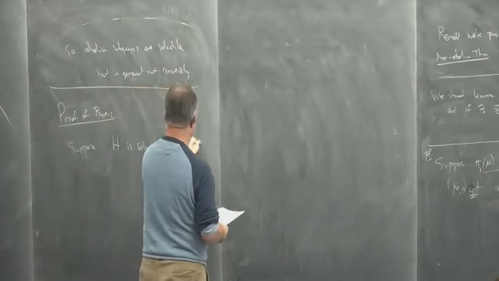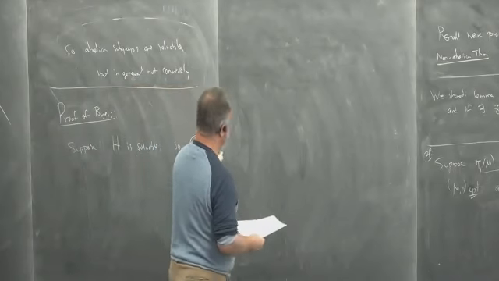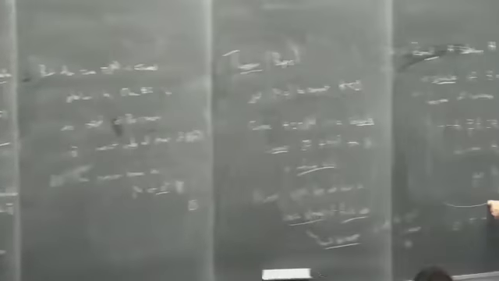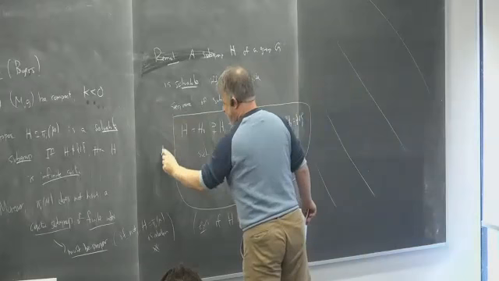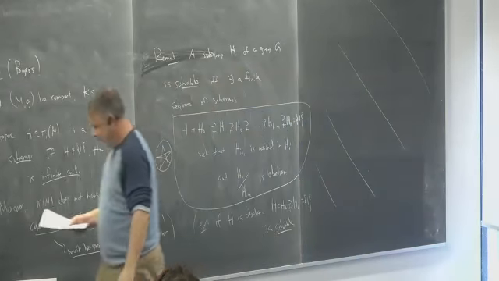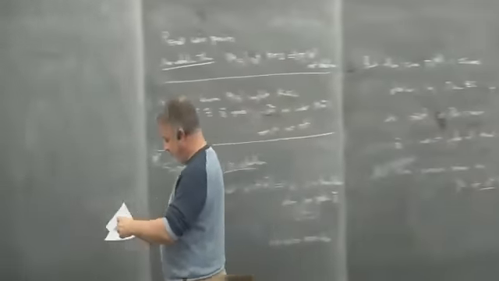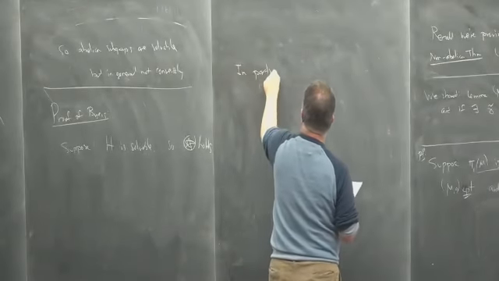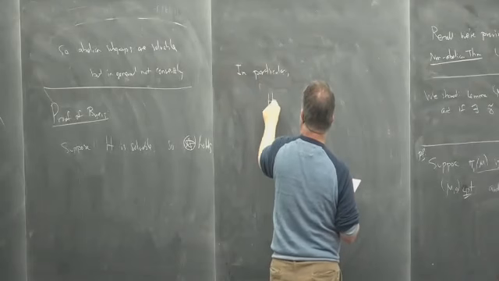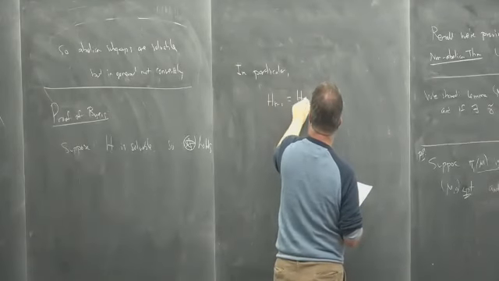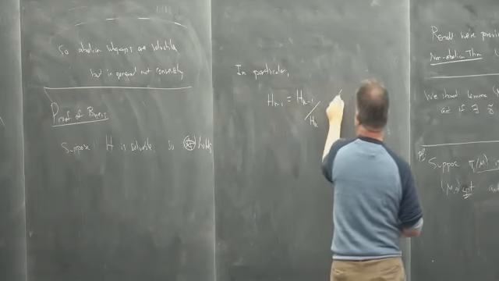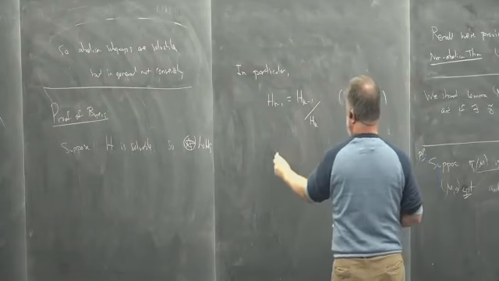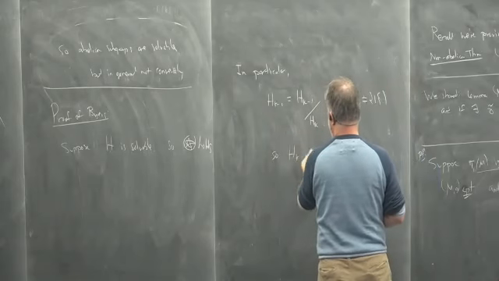So star holds. Let's call this thing star so I don't have to write it again. This is the definition of solvable. In particular, h_{k-1} is equal to h_{k-1} mod h_k, because h_k is trivial. So h_{k-1} is abelian.